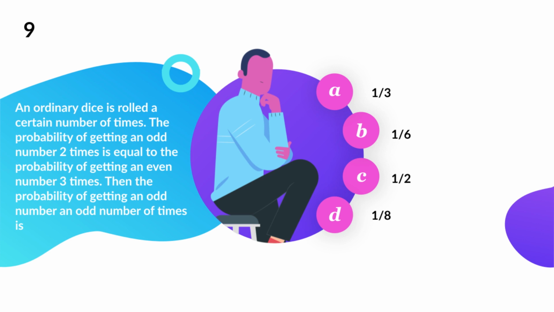Now, if a die is thrown, we all know that the probability of getting even numbers will be equal to the probability of getting odd numbers because there are 6 numbers on the die, 3 even and 3 odd. So the probability of getting even and odd is the same, that is, we have considered a half. Okay, so here it is told that the die is rolled n times, and the condition is given: the probability of getting an odd number 2 times.